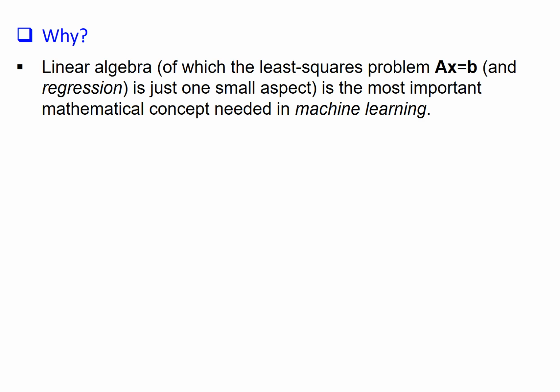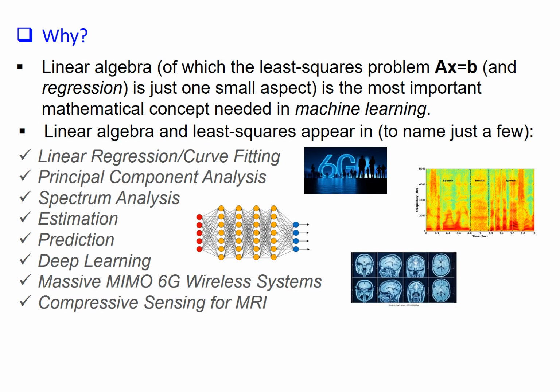So why am I doing this? Well, it's because linear algebra, and certainly the least squares problems of Ax equals b, and that's related to what's called regression, is probably the most important mathematical concept in machine learning. Lots of different applications. I've just labeled a few of them here, which I suppose are some of the most well known: massive MIMO and 6G systems, deep learning, spectral analysis, compressive sensing for MRI, etc. Loads of applications where you might need this.